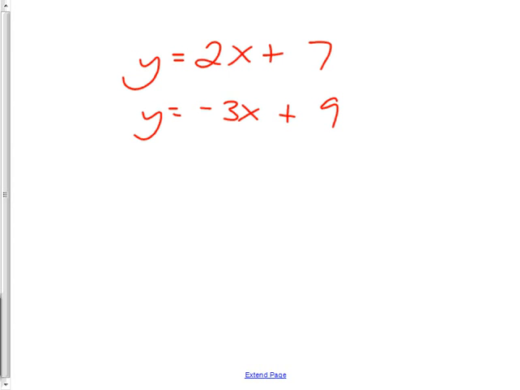where they cross. Grab your graphing calculator. If you haven't got one, borrow one from me. Make it fast.